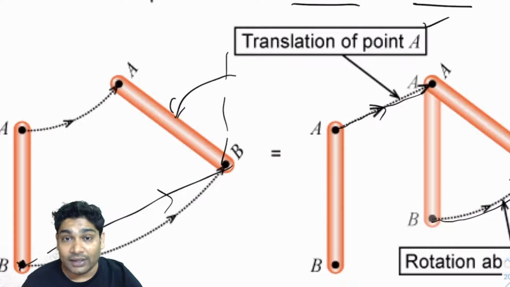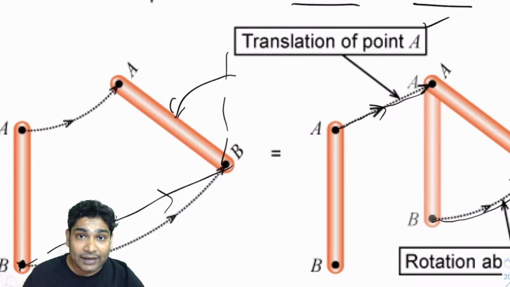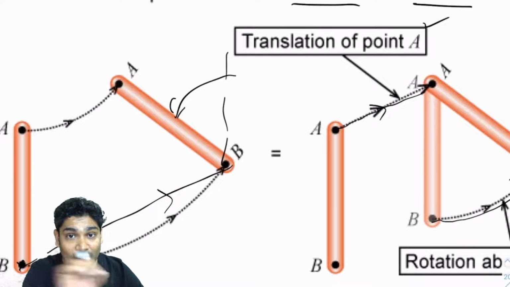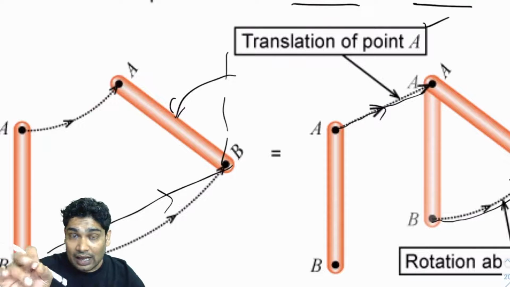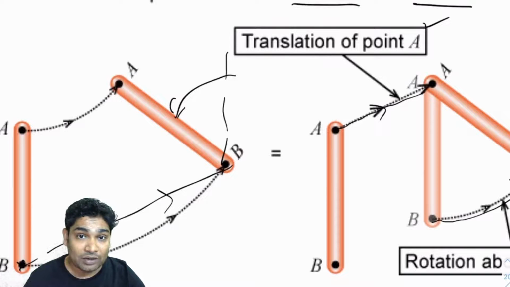I hope you guys are following that I can look at translation of any one point and then rotation about that point. So I can choose any point lying on the rod, initially focus on its translation, and then I may add a rotation of the rod about this point. Since this is a point on a rigid body, you realize what is the property of a rigid body?